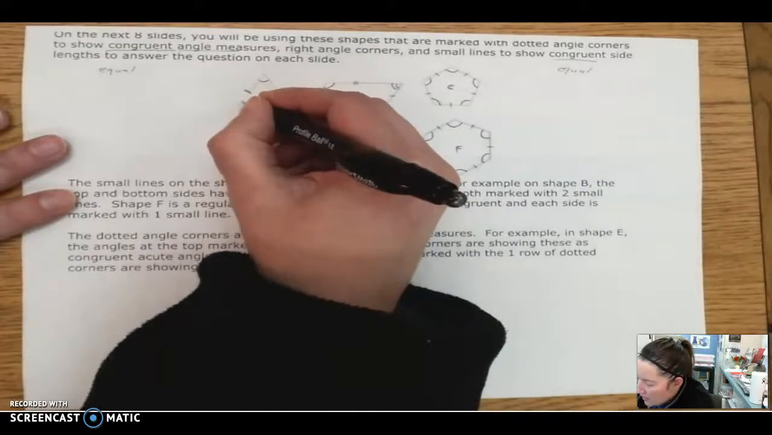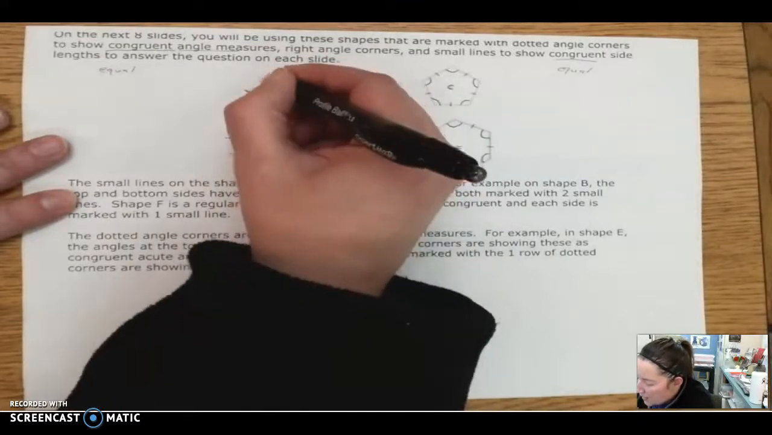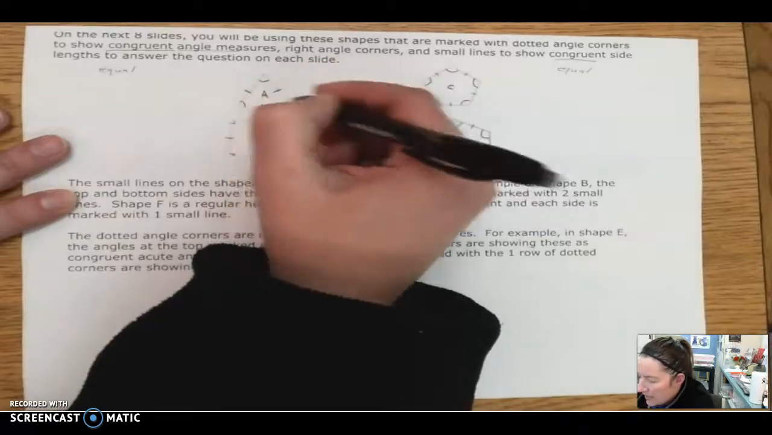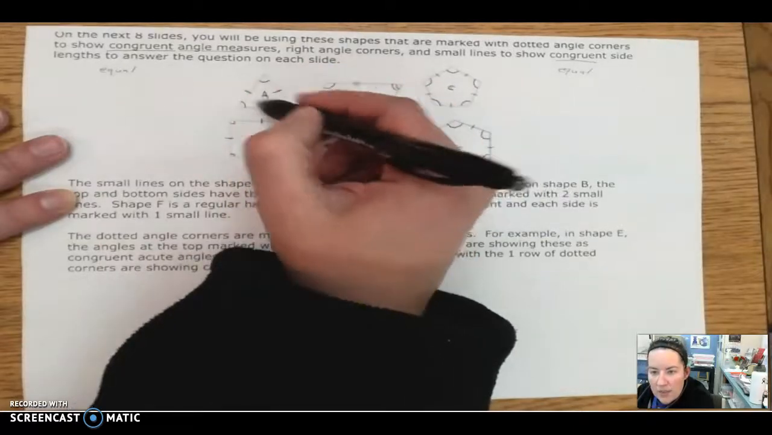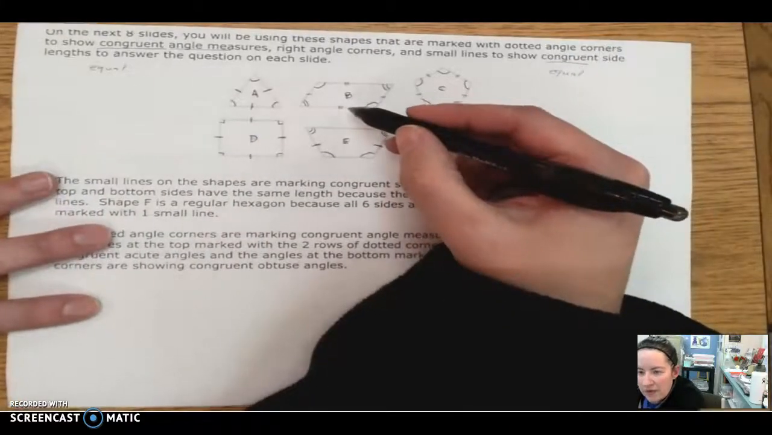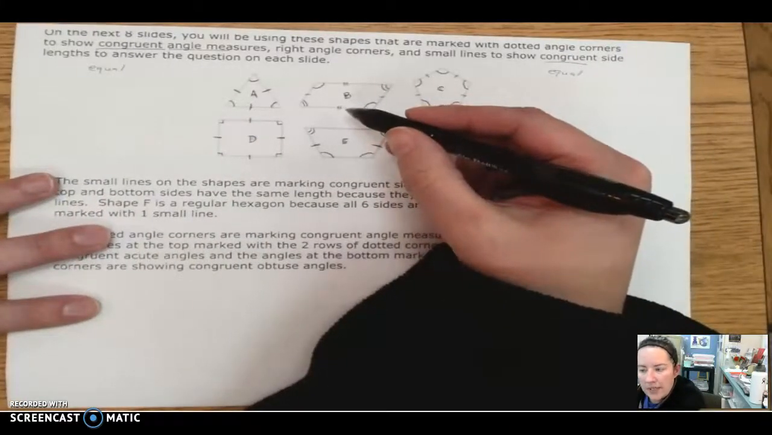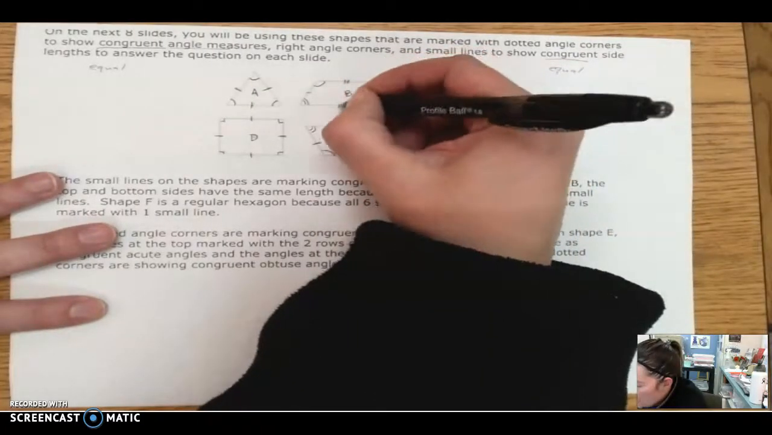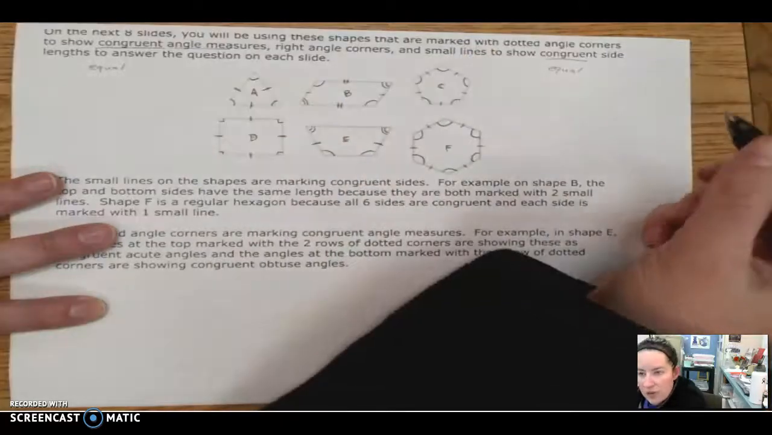And the angles all have one little line. That means that these are the same size. So this triangle has all equal sides and all the angles are the same. So like in B, this one's different. Ah, my screen went black. There we go. In B, notice this top one has 2 lines, this bottom one has 2 lines.